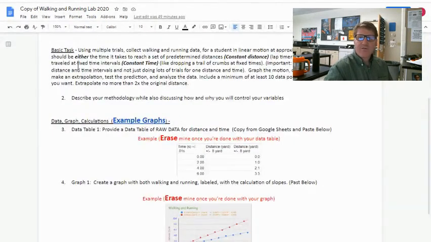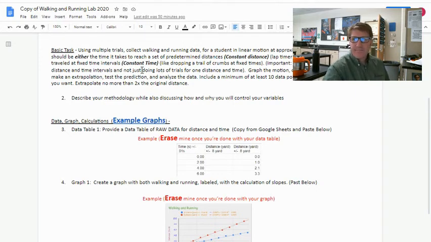So when you go through, you're going to do multiple trials. You're going to agree on how you're going to measure your distances. You can use any unit you would like, but make sure you agree on how you're going to measure those distances. And then you are going to either measure constant distances, like you're going to measure a distance to a certain location and time how long it takes you to get there, or you will go for a certain amount of time and mark how far you went in that time. And you're going to do multiple trials, and you can do it in either way. I would think that it's easier to do a constant distance, but you can do a constant time if you prefer.